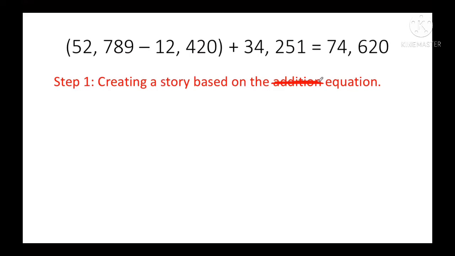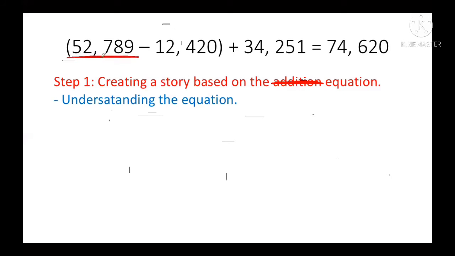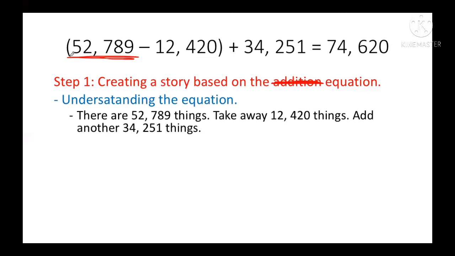All right, based on the equation. How to do that one again? Of course, you need to understand the equation. You need to list down all the numbers. Also you need to understand what you are going to do. Are you going to add? Are you going to subtract? So in understanding the equation, we will start with this number. Okay, so there are 52,789 things. That's the first one.